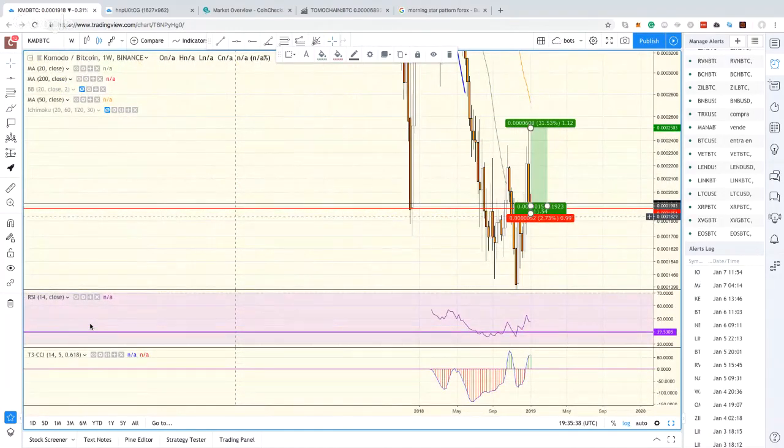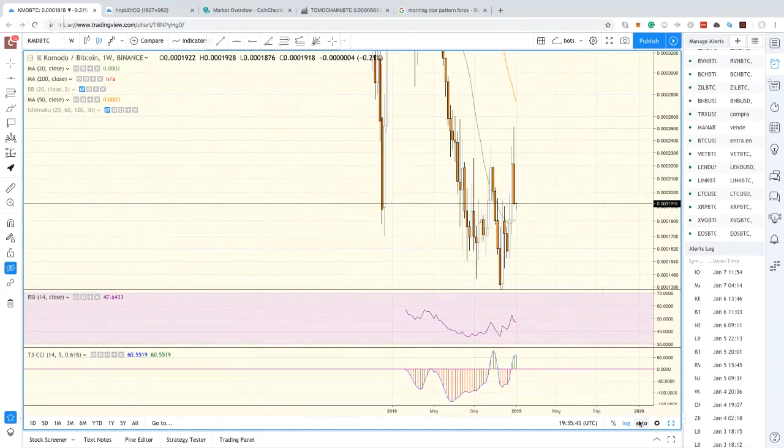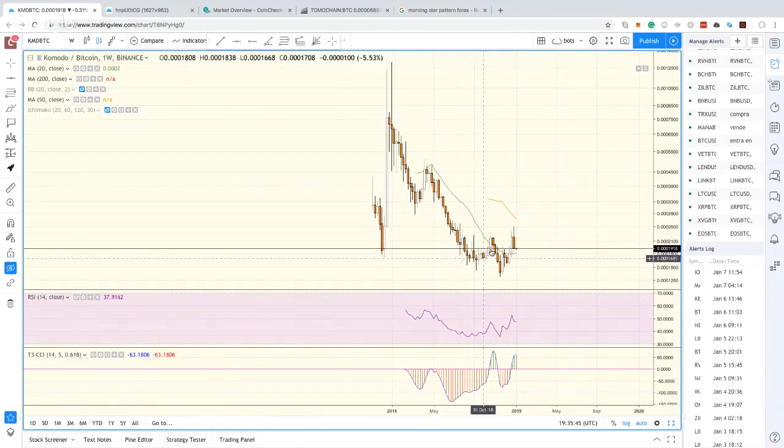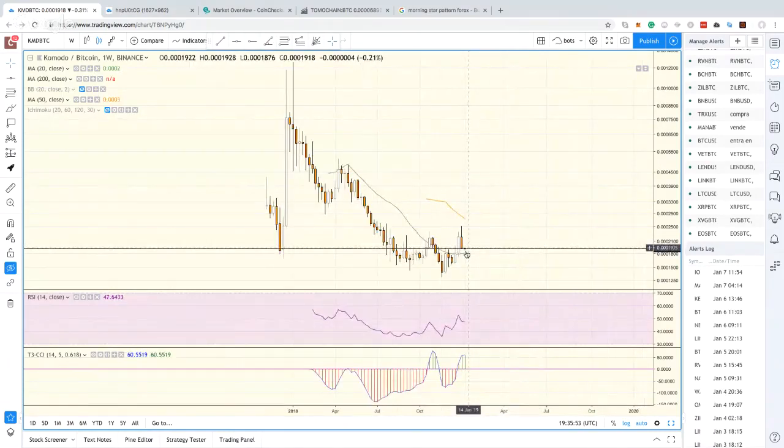And look at this. This could be an inverted head and shoulders. I don't want to call it right now. I just want this to find support above the 20 MA in the weekly, and Komodo could pump really, really hard in the next days or weeks. I like this one.